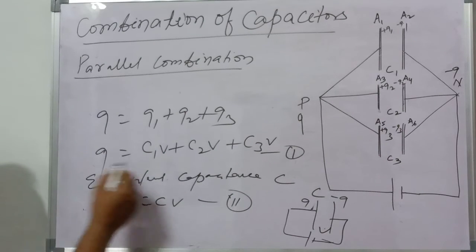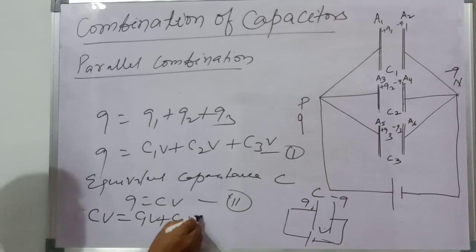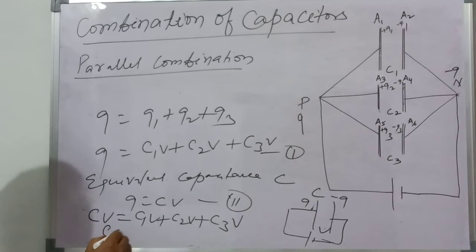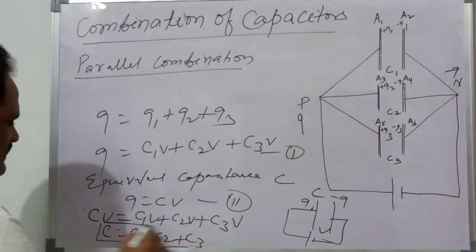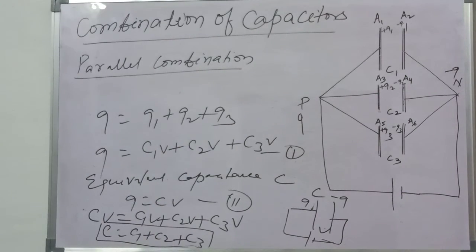Putting this value of Q in equation 1, we get CV equals C1V plus C2V plus C3V. Taking V common, C is equal to C1 plus C2 plus C3. So this is the expression for the equivalent capacitance when the capacitors are combined in parallel, and this formula can also be used for any number of capacitors connected in parallel.